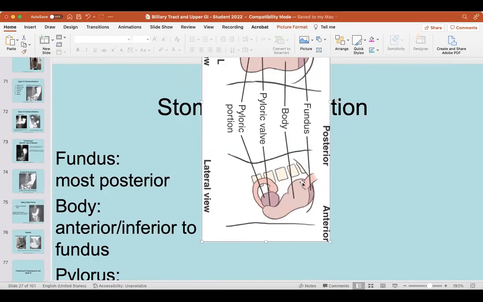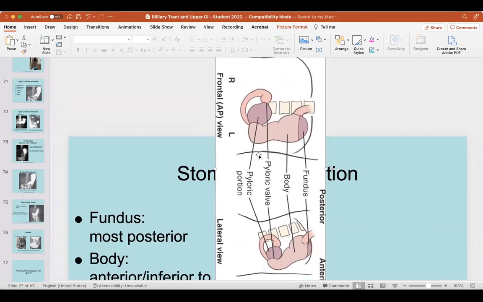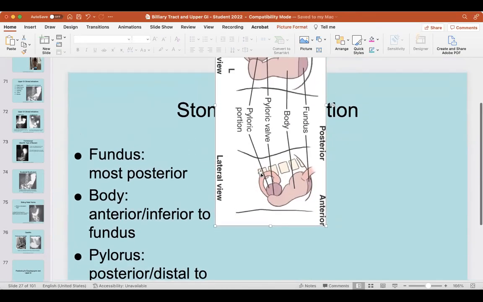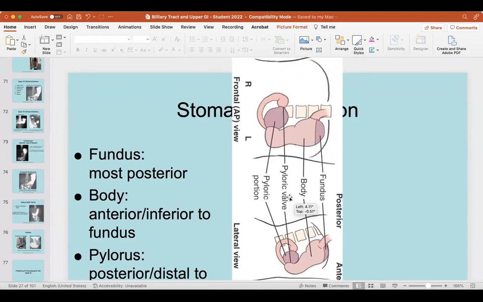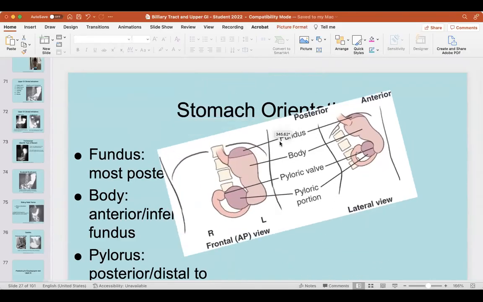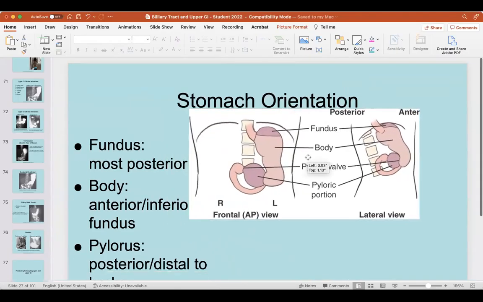Exactly, the body, it's going to drop, right? It's going to leave the fundus and it's going to hang around in this area, okay? That is what I need you guys to understand. If there's anything you get from this lecture, that is what you need to understand, okay? Because we're going to have to identify positioning based on contrast media, okay?